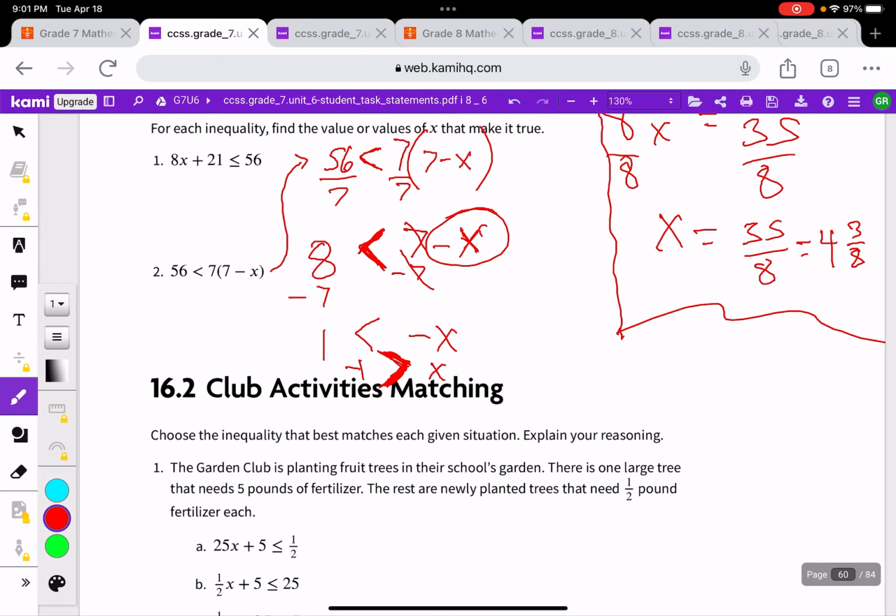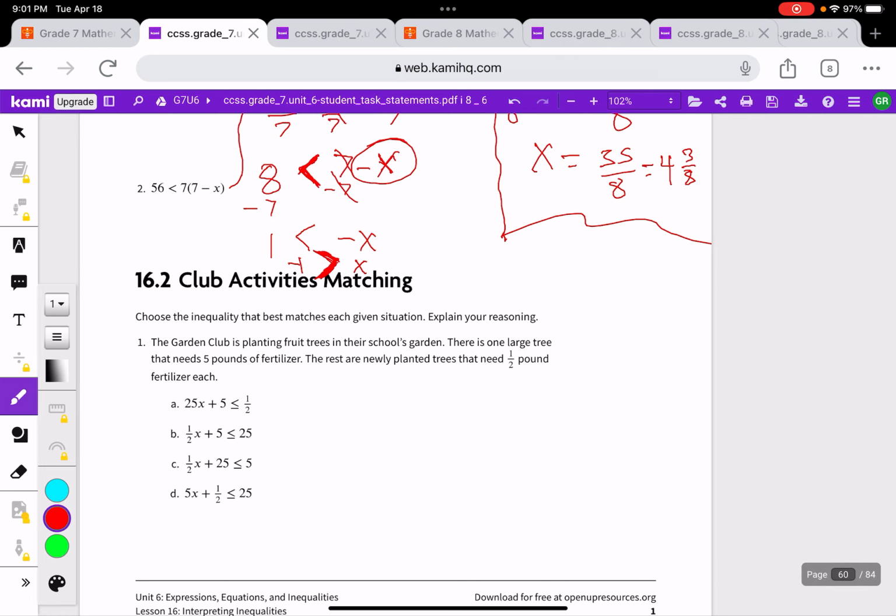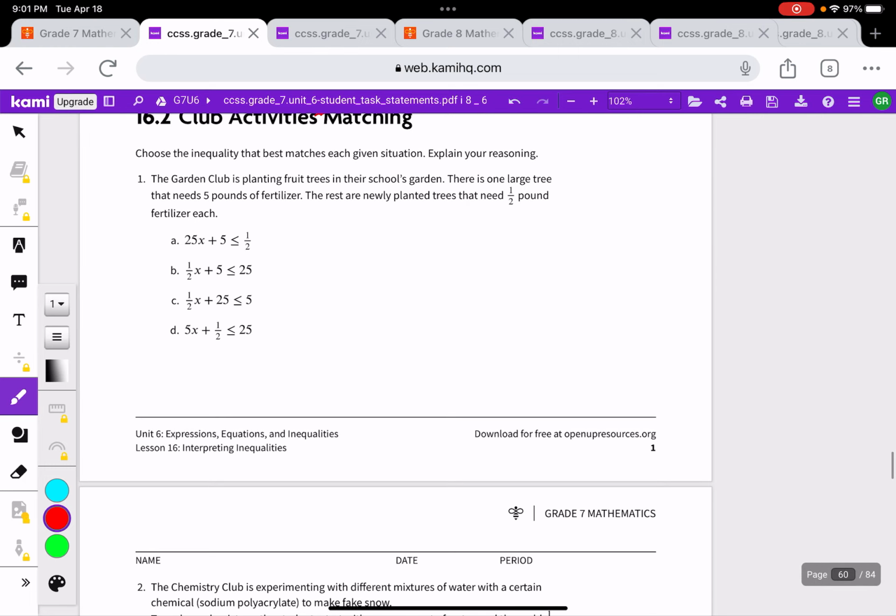So I hope our brains are warm. That's quite a warm-up. A lot going on there. But worthwhile task, to say the least.